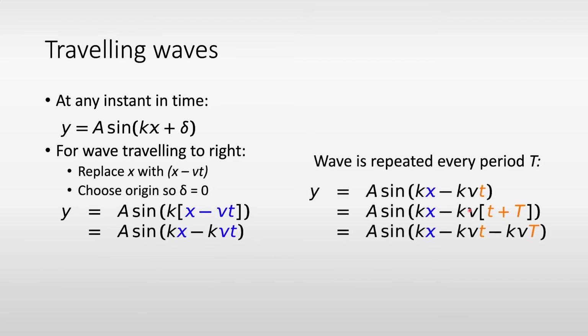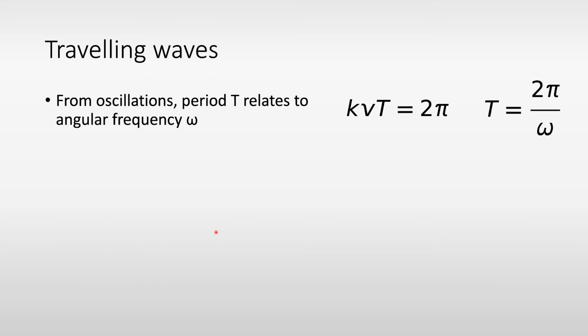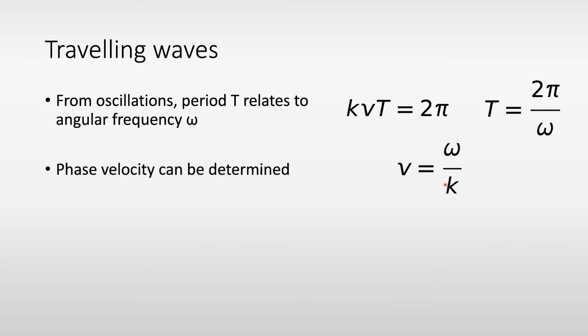So what that means now is that we can replace t with t plus capital T, which gives us the overall wave equation here. In this instance, we already know that kvT from the start here must equal 2 pi, which gives us the relationship between the wave number, the phase velocity, and the period T. From our discussion of oscillations, we know that the period T relates to the angular frequency omega. Putting these two equations together allows us to find an expression for the phase velocity. So we can say that the phase velocity is equal to omega on k.